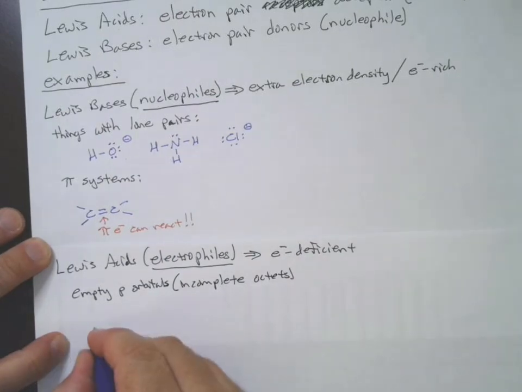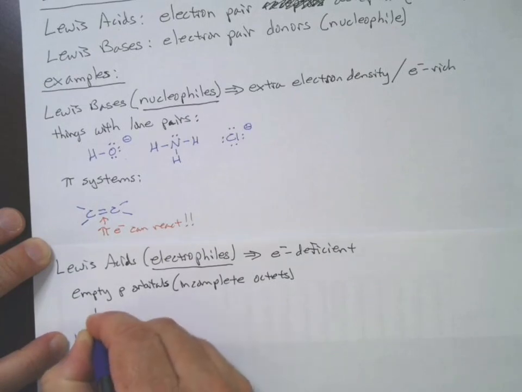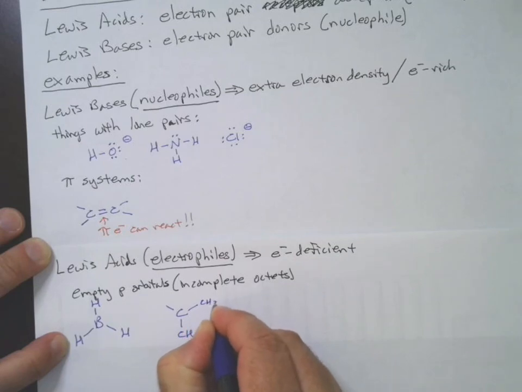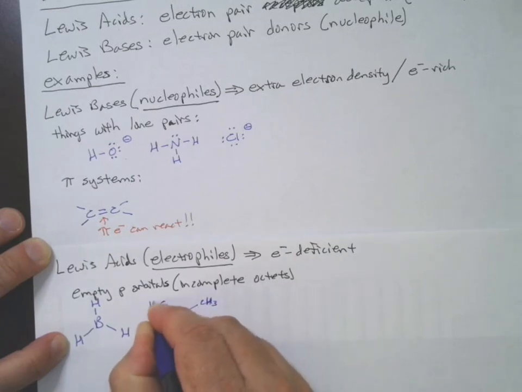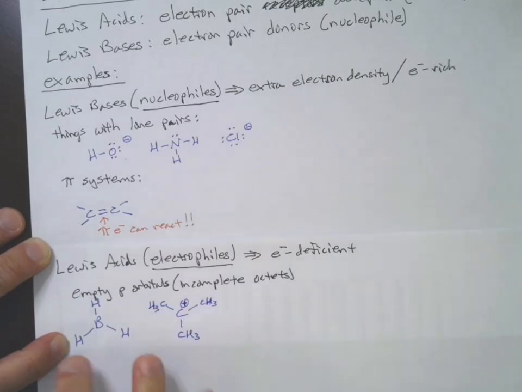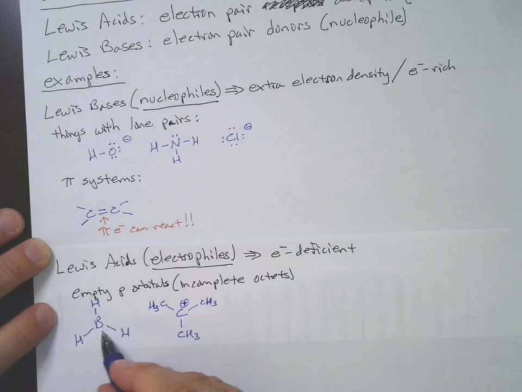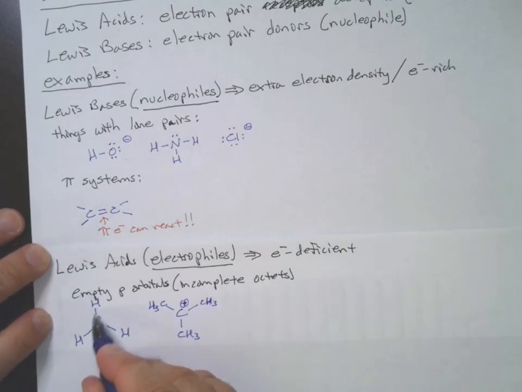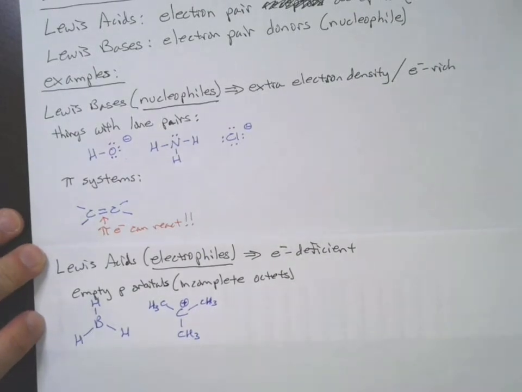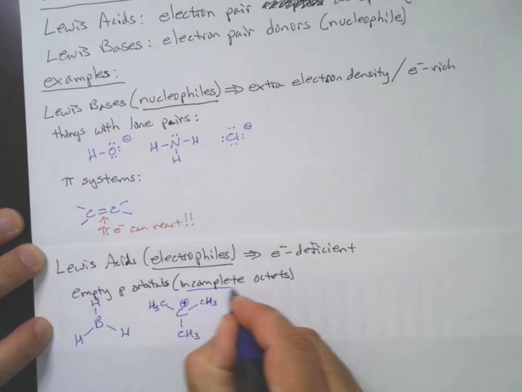And those are things like, we could have boron, we could have carbon, and I'm going to put some CH3s there just to make things a little different. Positive charge on that carbon. Both of these are essentially the same electronically, that we've only got 2, 4, 6 valence electrons. So we don't have a complete octet, so that's our incomplete octet.